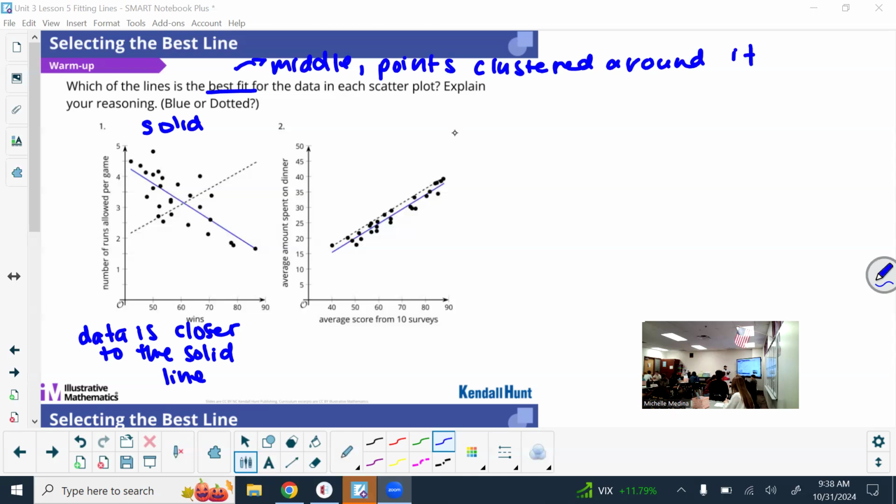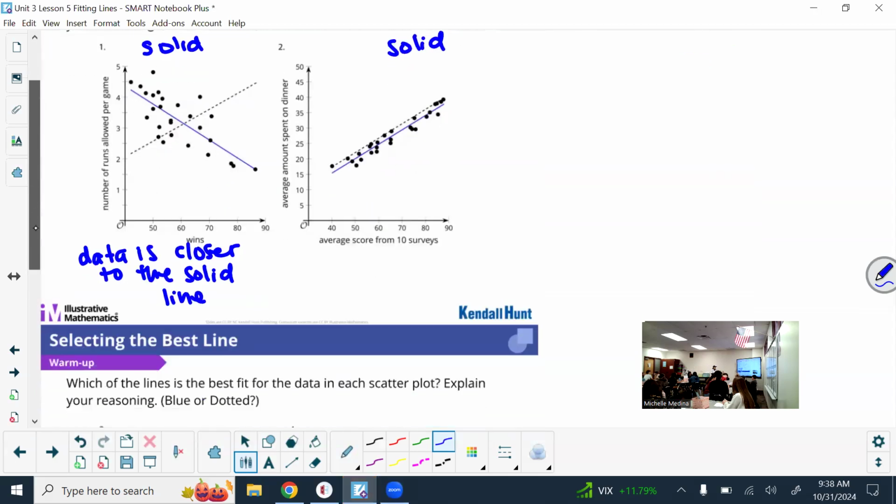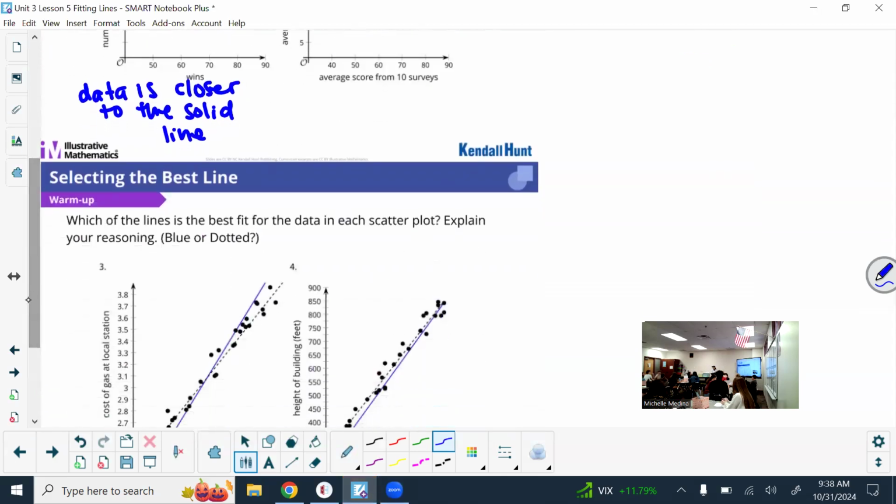The solid again. Solid, because this top one, I mean, they're both pretty close to the data, but the dotted one is above almost every single data point. We want some to be above and below it. The points need to be clustered around it. So yes, the solid one for the second one.